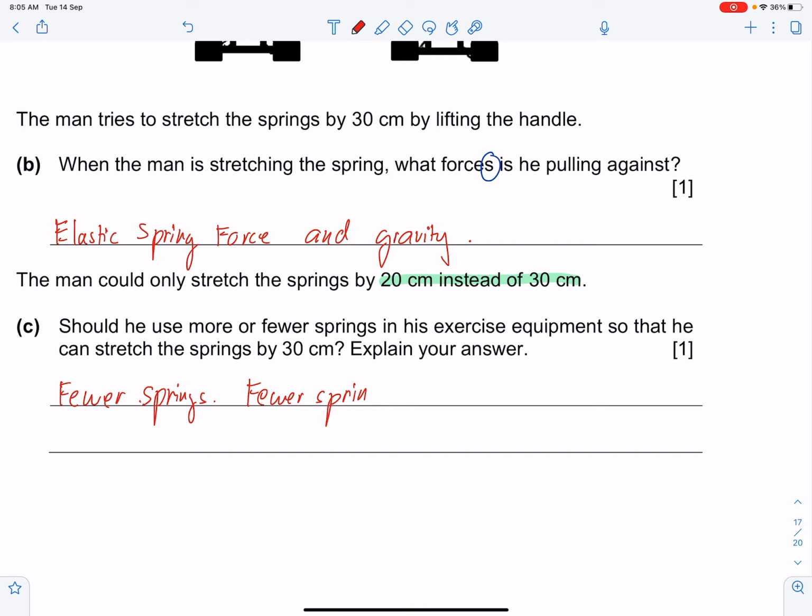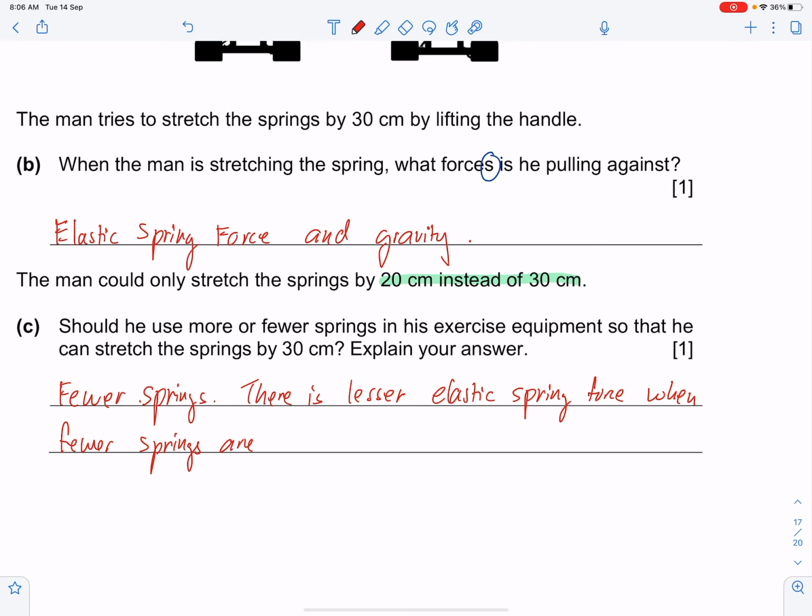Wait, sorry, I think it's better to structure it this way. Okay, there is lesser elastic spring force when fewer springs are used. Now, be careful, once again, it's lesser, fewer. Please don't tell me don't have.